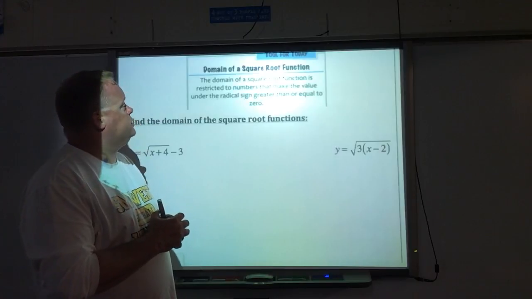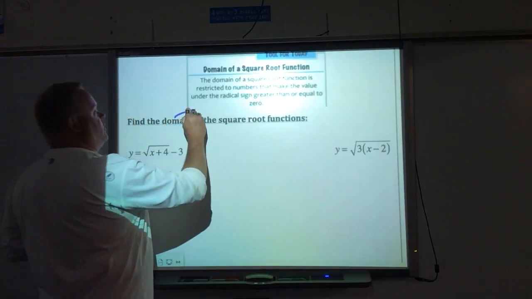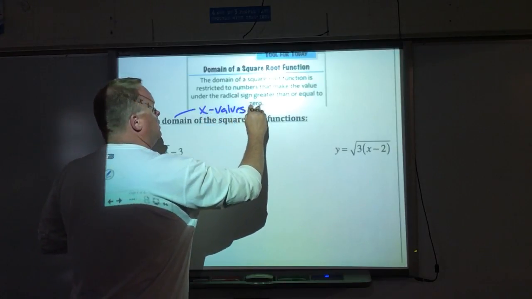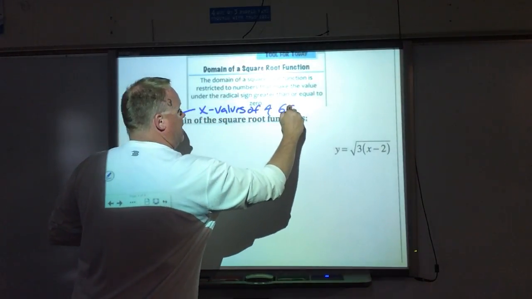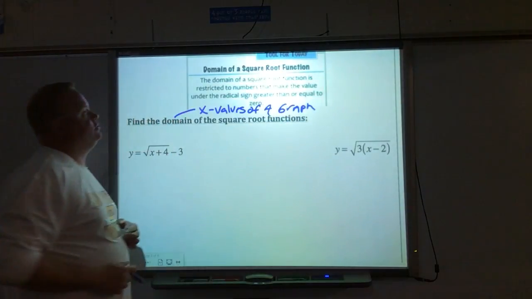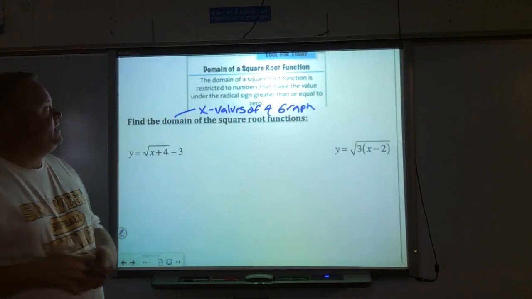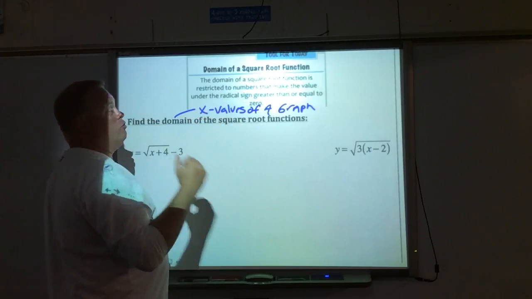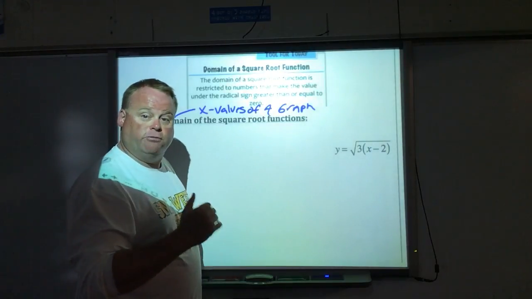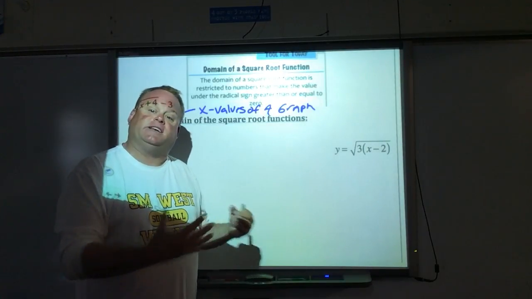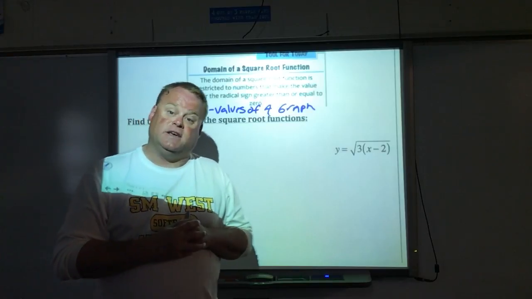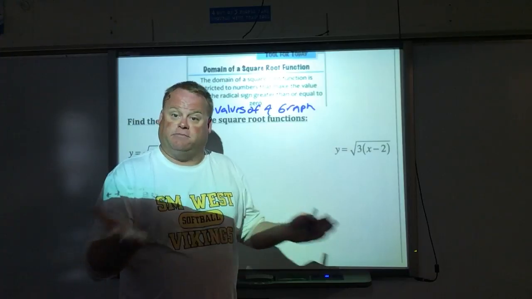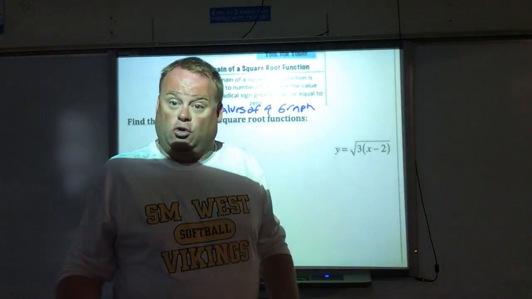Domain of a square root function. Well, domain refers to what values? The x values of a graph, correct? So the x values. The domain of a square root function is restricted to the numbers that make the value under the radical sign greater than or equal to 0. So it's kind of going back and saying exactly what I just said right at the beginning: I can't have a negative underneath the radical sign. It's imaginary. It's irrational. I can't do it.